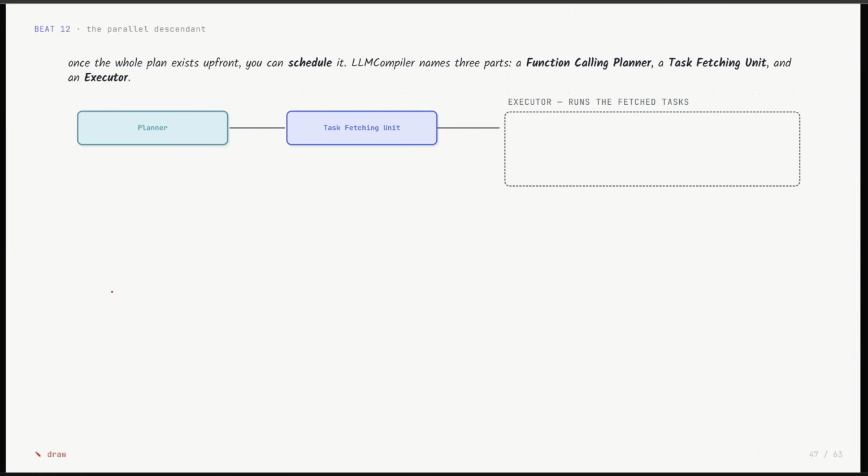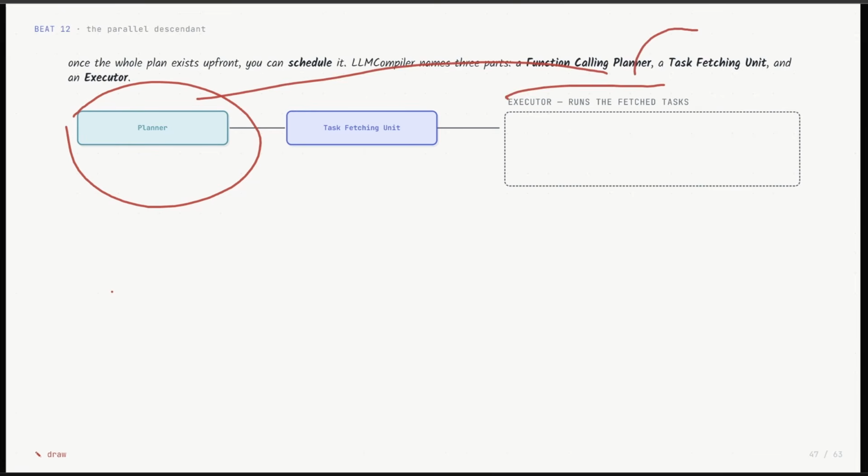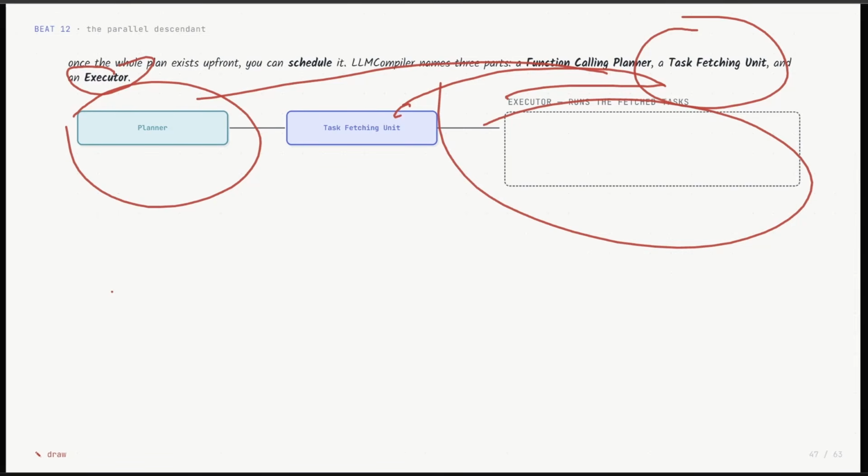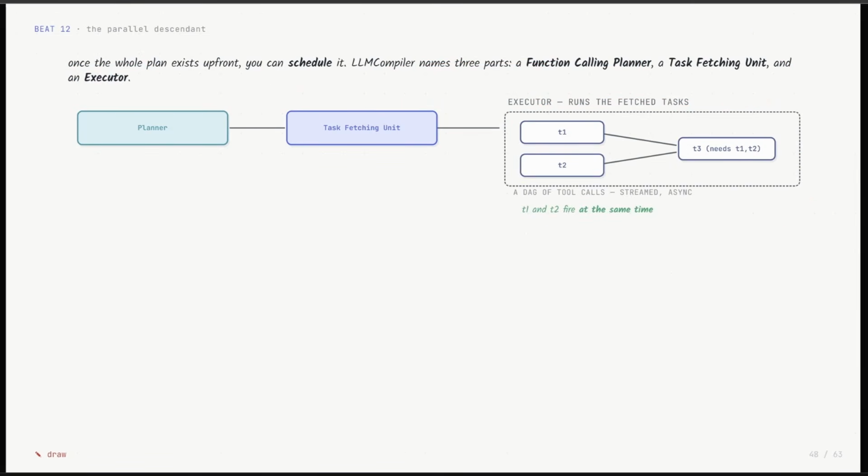Here, the whole plan exists up front, and you're scheduling through the planner as usual. You have a function calling planner, a task fetching unit here, and the good old executor, which will be that part. What you're going to do is basically you have the planner, and it will emit a DAG. What is a DAG? It is a dependency graph of tool calls.